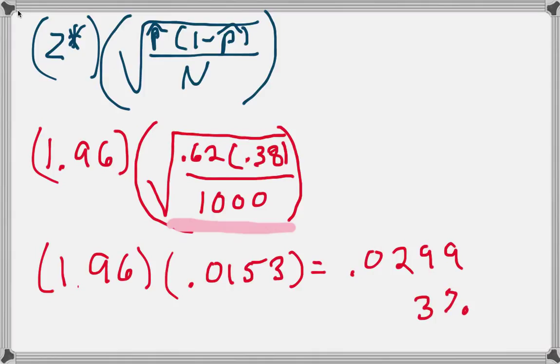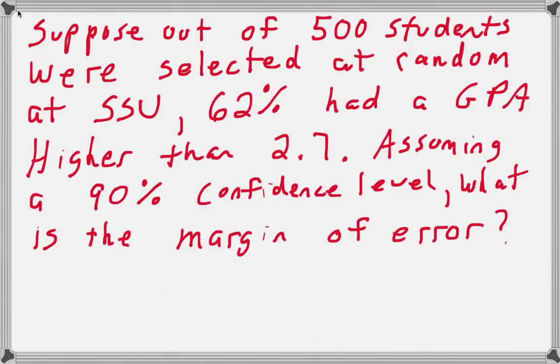Okay, how do you change a decimal to a percent? You times it by 100. So you got a 2.99% margin of error, which is right under 3%. All right. Here's another example, and you can try this on your own.